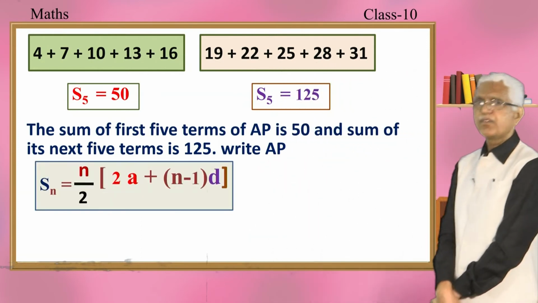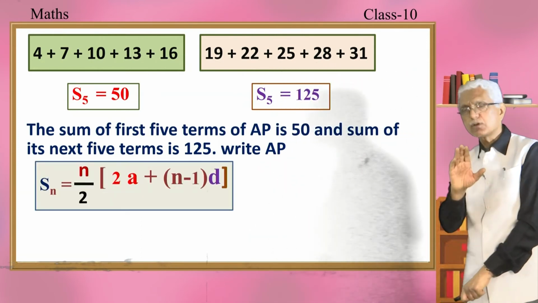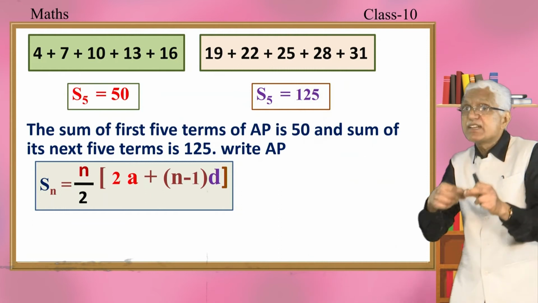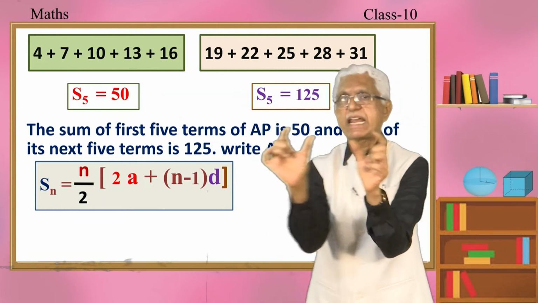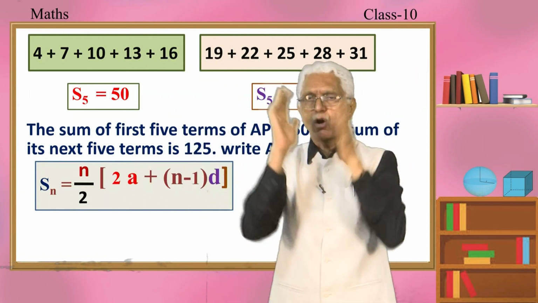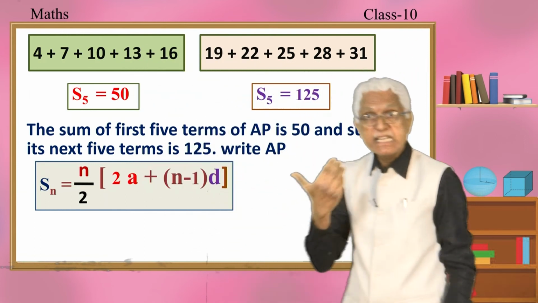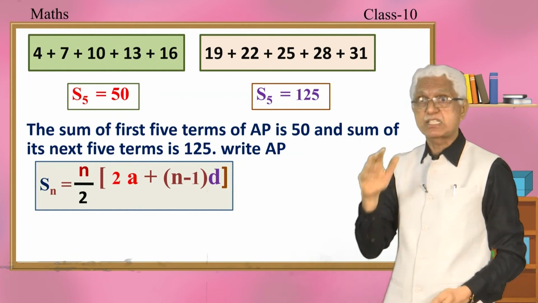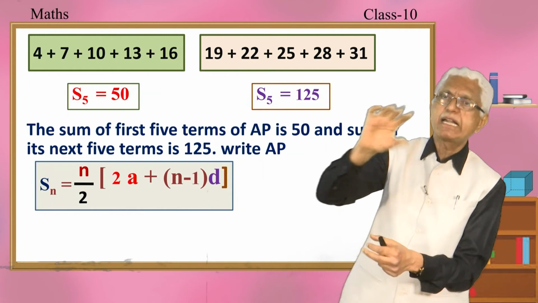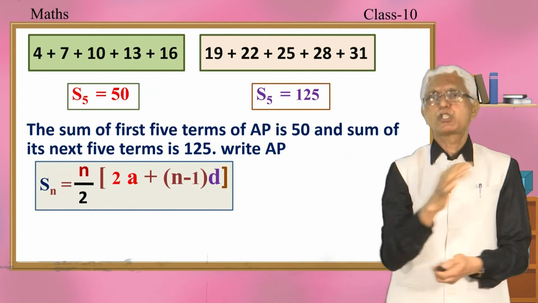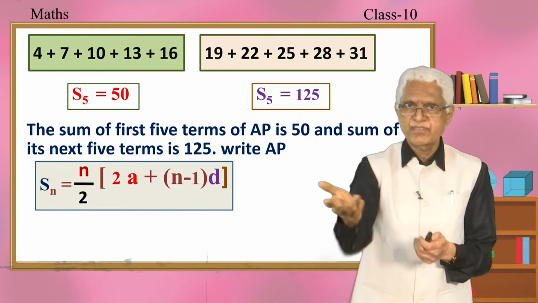This is a beautiful problem and a very, very important problem, my dear children. Hopefully we are trying to solve this problem in a different way. In the previous example, we framed a pair of linear equations and solved them and got the AP. Here we are trying to understand whether I can use this formula also. That means an alternate method, a different approach to the very same problem.